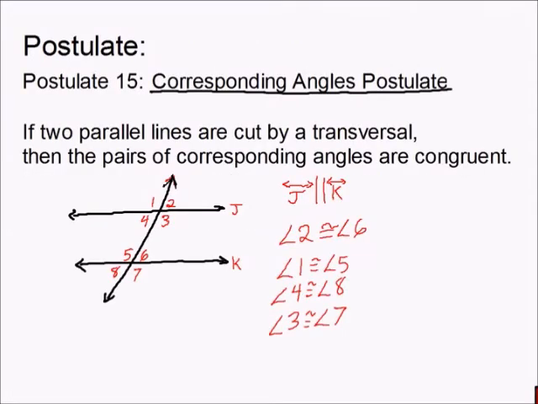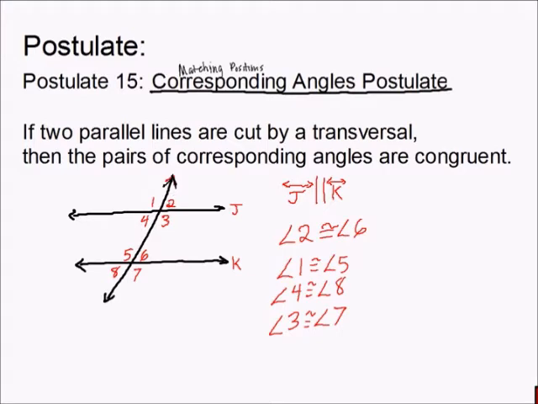So postulate 15, the corresponding angles postulate. The corresponding angles postulate says that if you have two parallel lines cut by a transversal, then the pairs of corresponding angles are congruent. So let's go with angles 2 and 6. When we say corresponding, this means matching, matching positions. So let's go ahead and put matching positions.